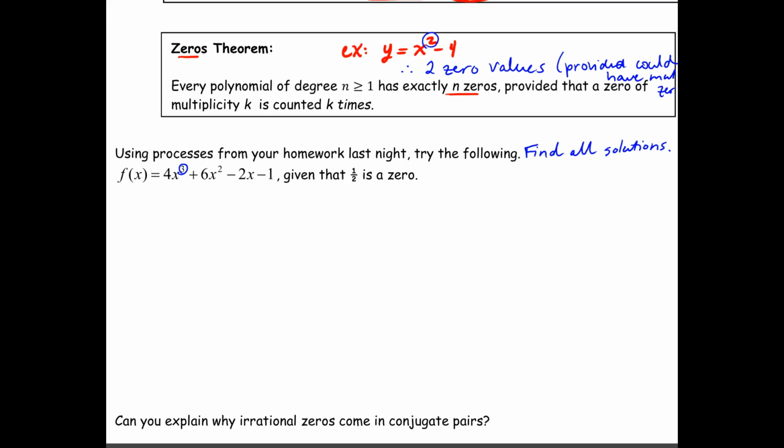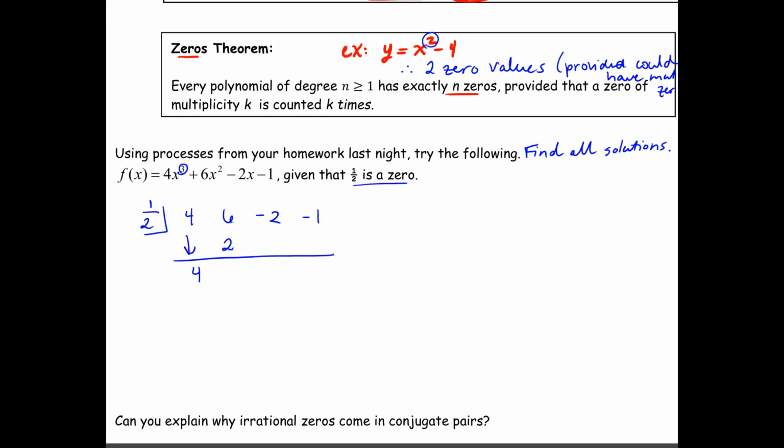Yeah, do synthetic division, right? So take the fact that we have a 0. So we have x equals 1/2. We'll put that in our box. Line up our coefficients of 4, 6, -2, -1. Bring down the 4. Half of 4 is 2.